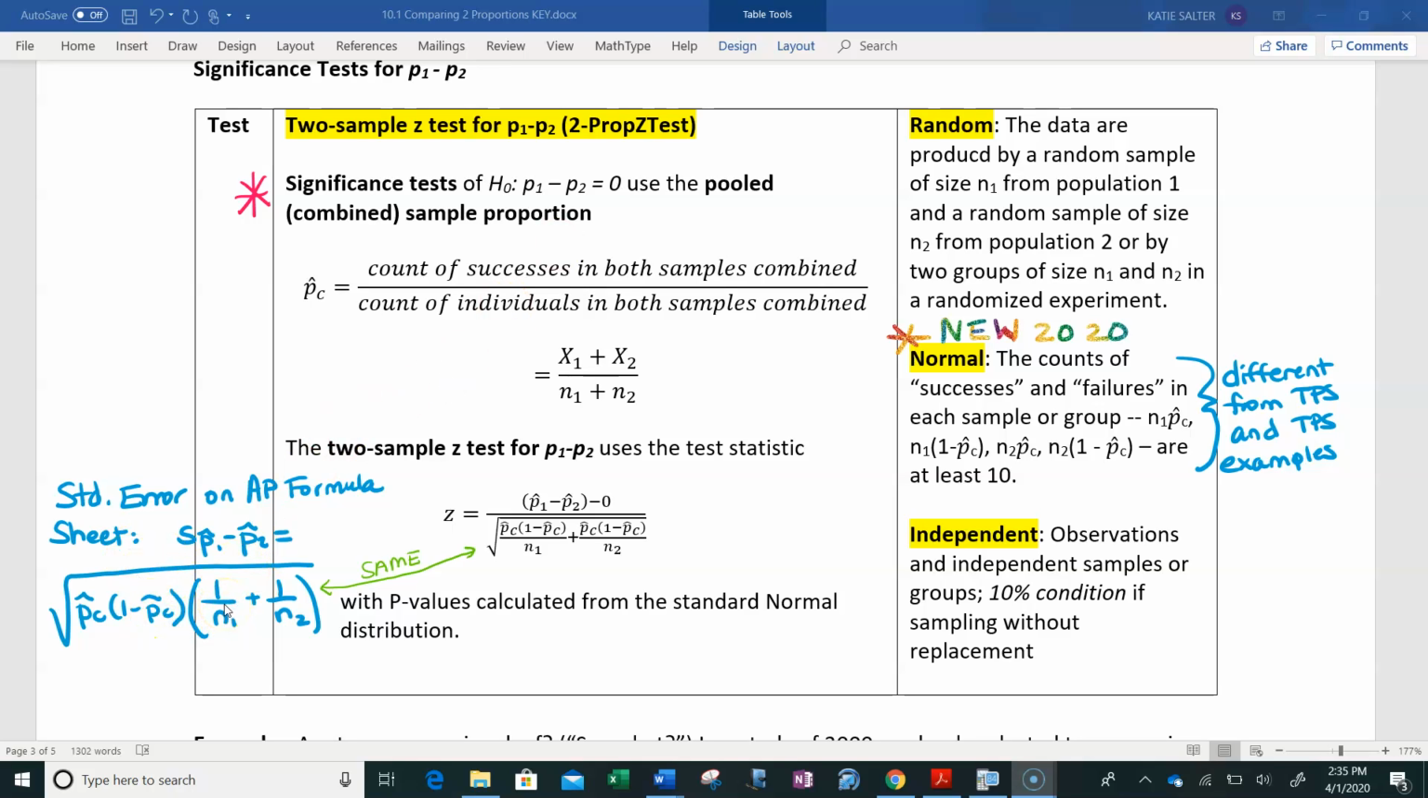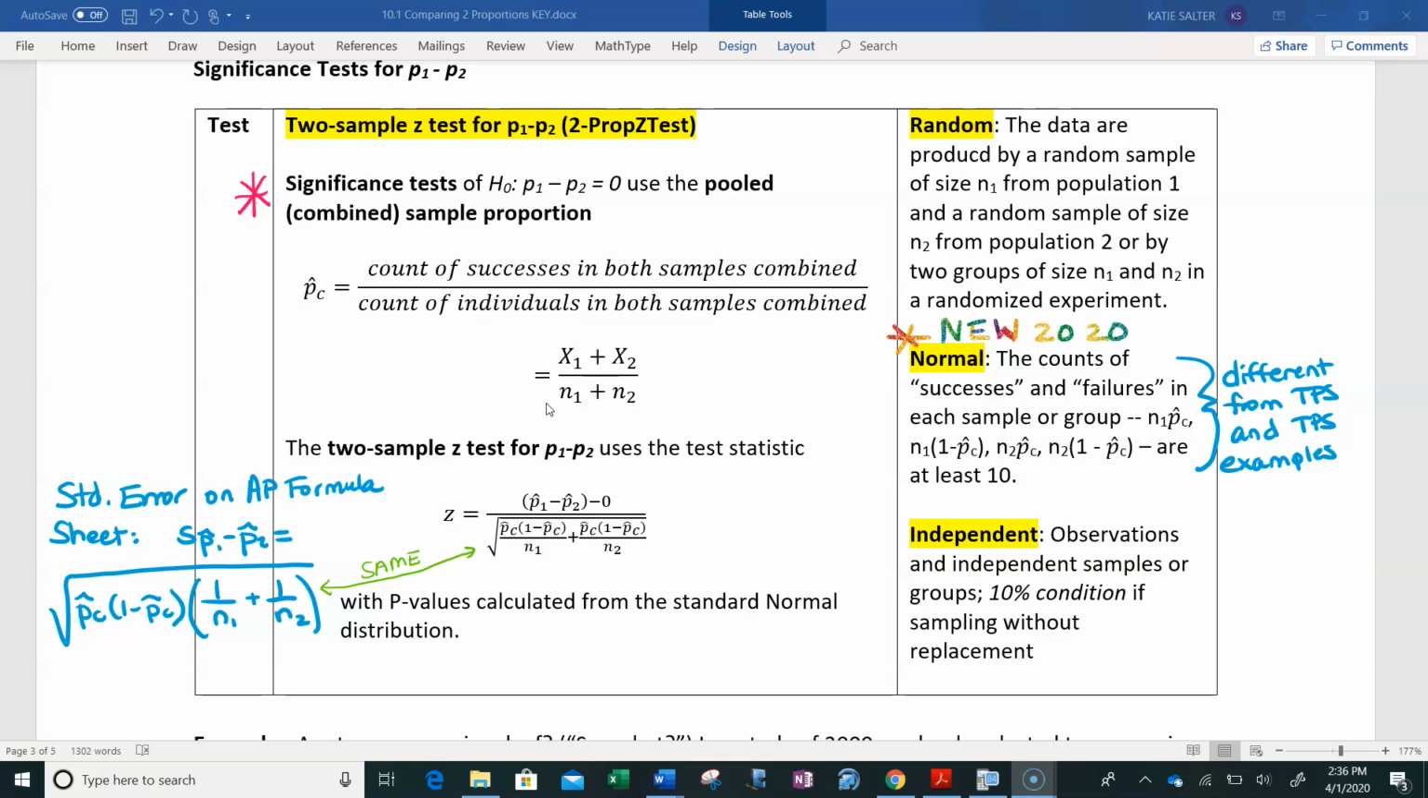So what we do is we do what's called the pooled or combined sample proportion. To do that, you take the number of successes out of your sample 1 plus the number of successes out of sample 2, and you divide that by the sample size of 1 plus the sample size of 2. And this is also located on your formula sheet. So every time you do a significance test for the difference of two population proportions, you've got to find this pooled sample proportion or combined sample proportion.